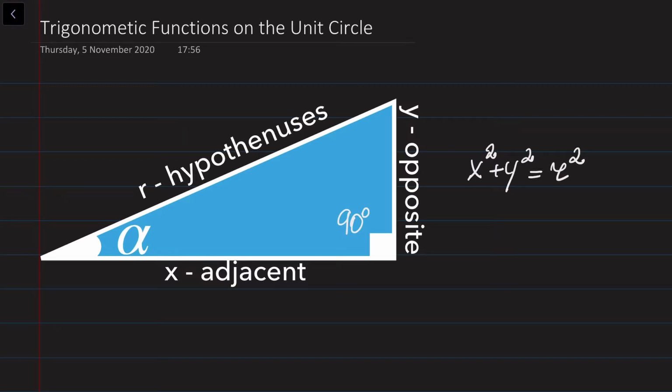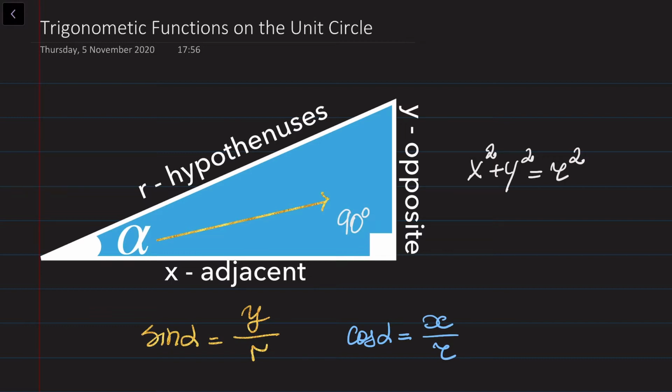It allows us to find the side of a triangle if we know the other two sides. So we define the sine of the alpha as the ratio of the opposite side to this angle divided by the hypotenuse. And the cosine of the alpha is defined as the adjacent side, x, divided by r, the hypotenuse.